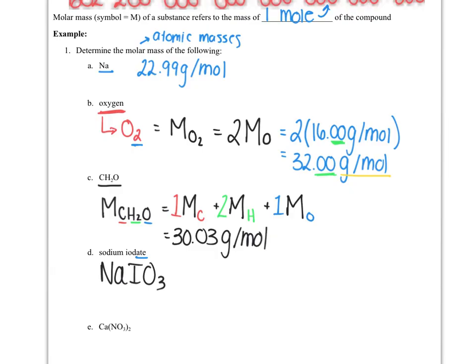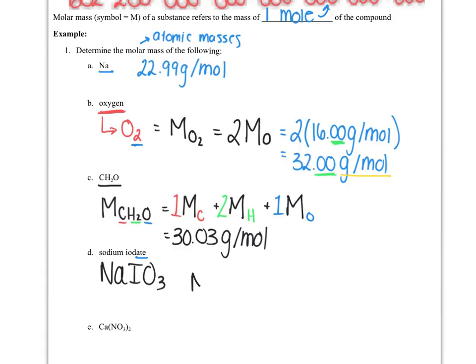And so when we write our formula, we get NaIO3. I want you to pause now and calculate the molar mass using this idea. We need to know which elements are here, how many of each there are, and multiply the molar mass of each element by how many there are in this compound. So, using your periodic table, add this up now and see what you get for the molar mass of sodium iodate.